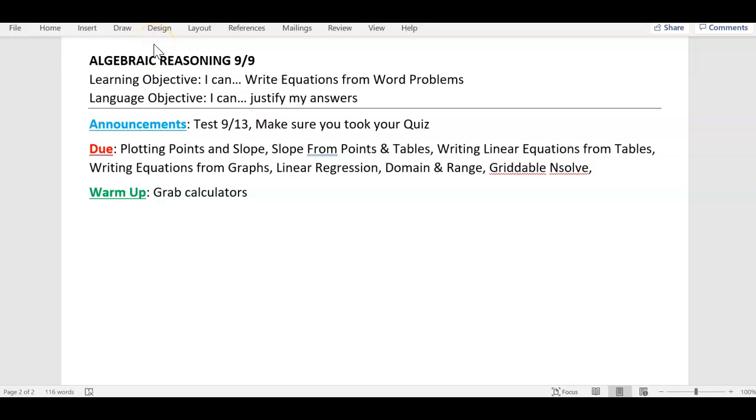All right, it is Thursday the 9th. You should today be able to write equations from word problems. I'll show you how to do that today on your notes. Make sure you're taking your test and your quiz. What to do is all this stuff.